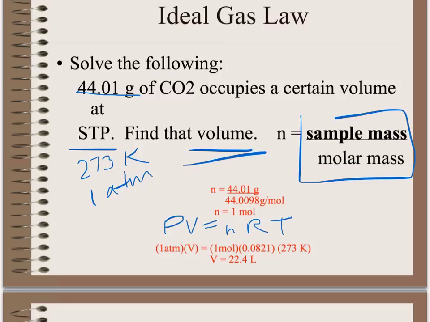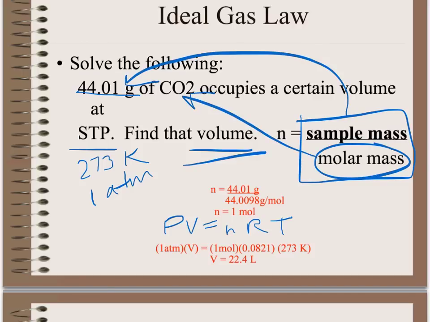And N is going to be the sample mass, which was given here, divided by the molar mass of CO2. So sample mass, 44.01, molar mass found on the periodic table, and we get 1 mole. So that will be our 1 right here. So then we just plug in standard pressure is 1 atm, V is our unknown. We got 1 mole. That's the R if our pressure is an atm, and there is our Kelvin value. Standard temperature. So then we solve and we get 22.4 liters. We should add a 0 on there because we are given 4 sig figs.